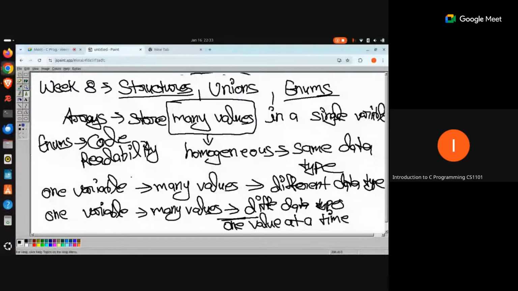So this is what week 8 is going to be covering. Week 7 and week 8 are going to be introducing new data structures. Week 7 was all about arrays and strings. Well, all about arrays only, because strings are also some special types of arrays. And week 8 is the place where you will get introduced to structures, unions, enums. They all are different data types.